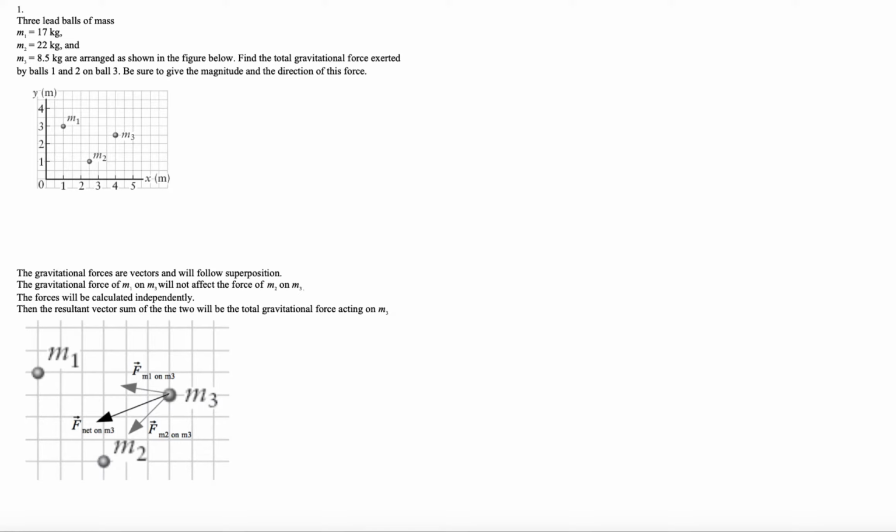In this problem, we want to find the gravitational force that's exerted on mass m3 by mass m1 and m2. First, I'll start this problem with a drawing of the situation. And I want to draw the individual forces that each of m1 and m2 would exert on m3.